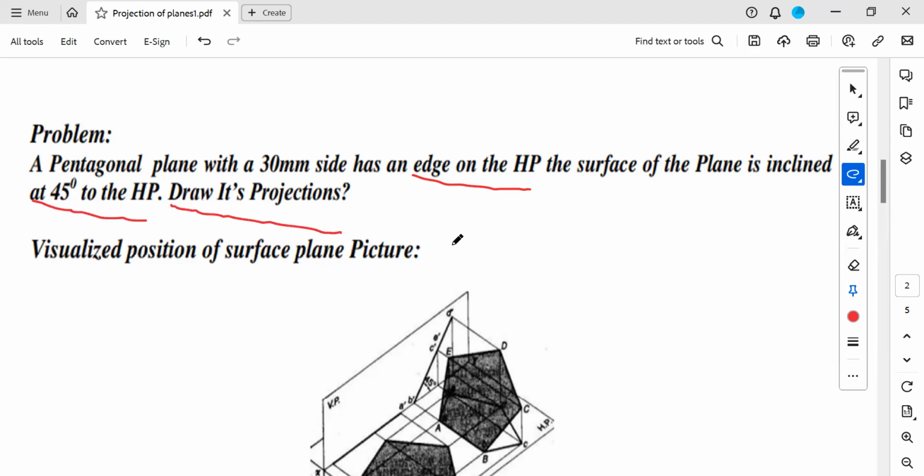So here in this problem, the plane is a pentagon. This is the plane. Next, the side will be 30 mm. Has an edge on the HP. This is the key point. The surface of the plane is inclined at 45 degrees to the HP.